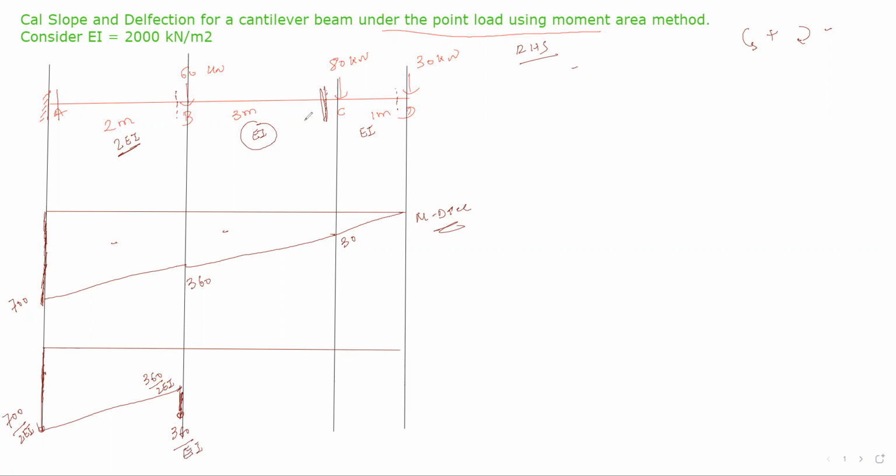Similarly, at point C, your value is 30. There is no change because EI is constant. 30 by EI.